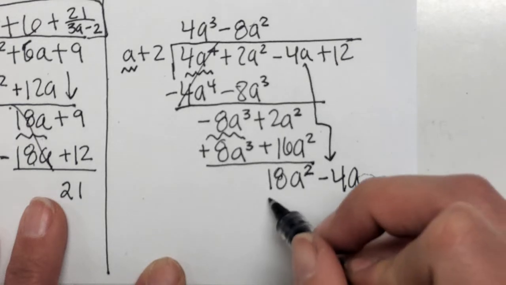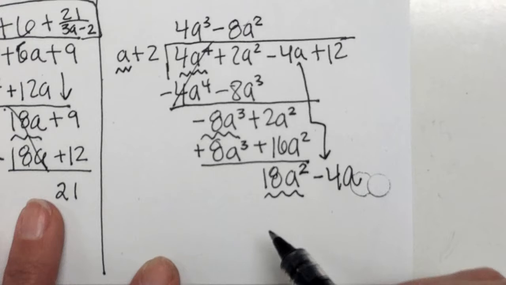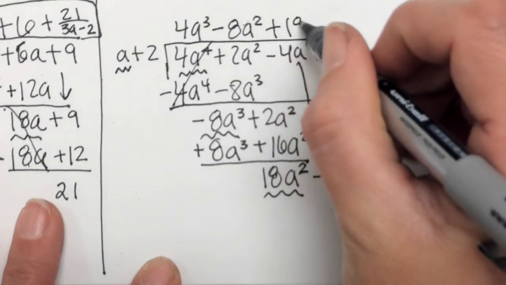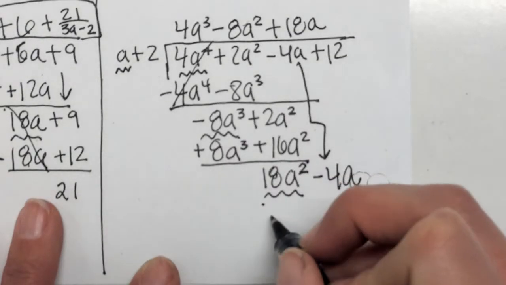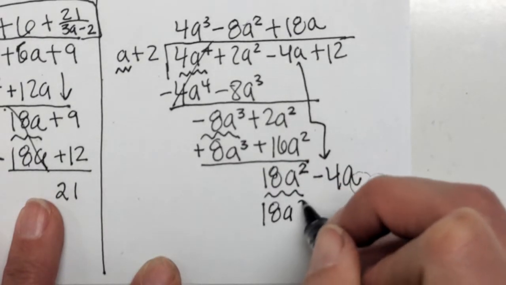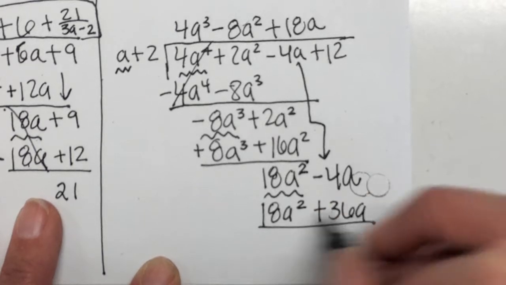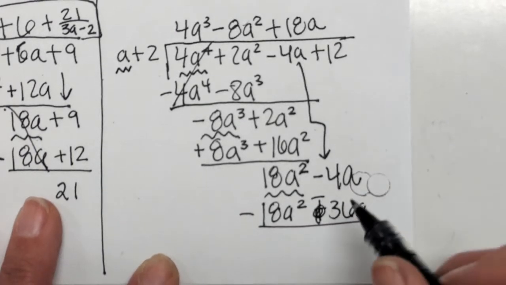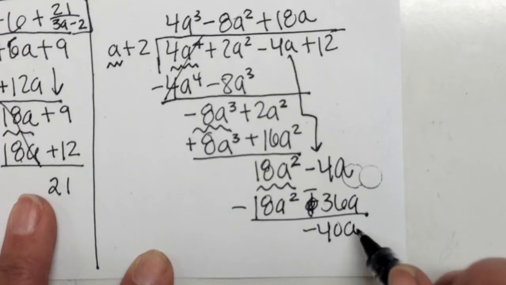A and 18. What do I have to multiply a by to get 18a squared? Positive 18a. Good. Connor, what's 18a times both of these terms? 18a squared. And 36. Good. I have to do what? That leaves what right here? Good. William, from here I do what?